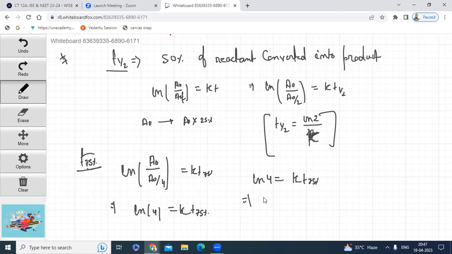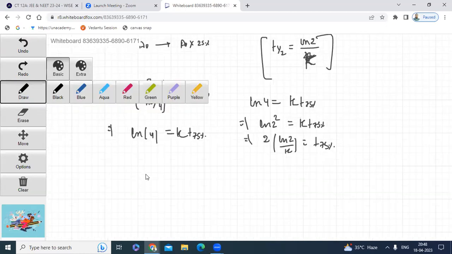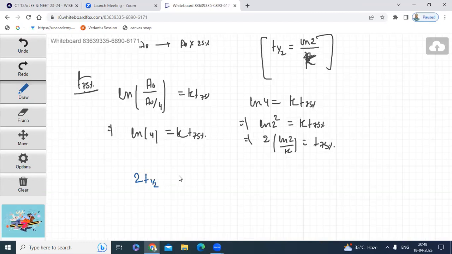What is the formula of ln 4? We can write ln 4 as ln 2 squared, which is equal to K into T75%. The 2 will be multiplied here. So you will get 2 into ln 2 divided by K is equal to T75%. The ln 2 divided by K value is equal to T half. So we get the result that 2 into T half value will be equal to T75%. This is the result.